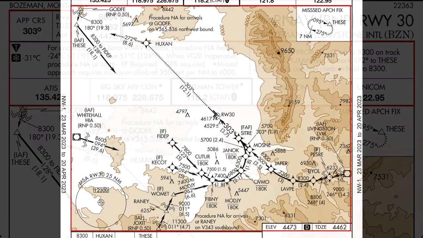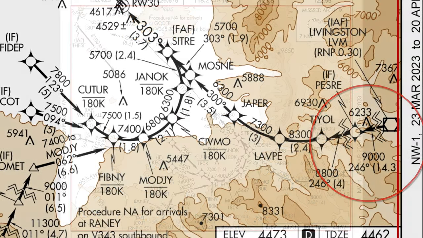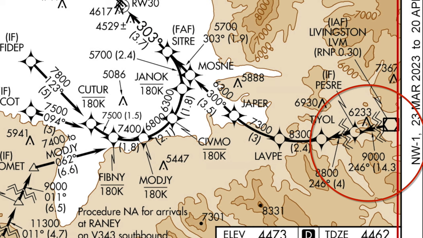Next, this is the plan view. We're currently over Livingston, or on our way to Livingston, the initial approach fix for this approach. Between this waypoint and the next waypoint is 14.3 nautical miles, as indicated by the 14.3. While it may appear shorter, you can see the wiggly arrow shape between the fixes. That indicates incorrect scale. The heading is 246 degrees and also gives us an altitude. We must maintain at or above 9,000 feet.